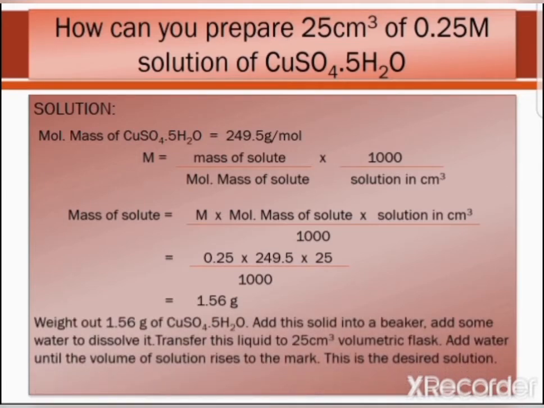What we are going to do is to weigh out 1.56 grams of copper sulfate. Then we will add this solid into a beaker and add some water to dissolve it. Then we will transfer this liquid to 25 cubic centimeter volumetric flask. We will continue adding water until the volume of solution rises to the mark. This is our desired solution.